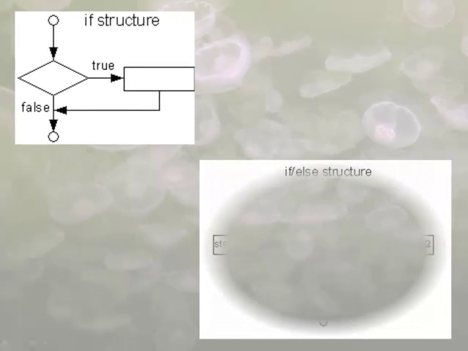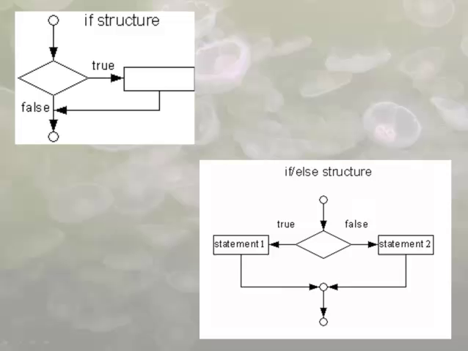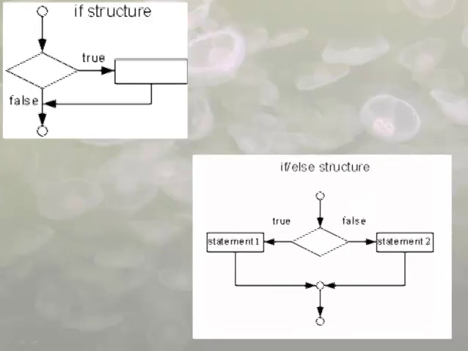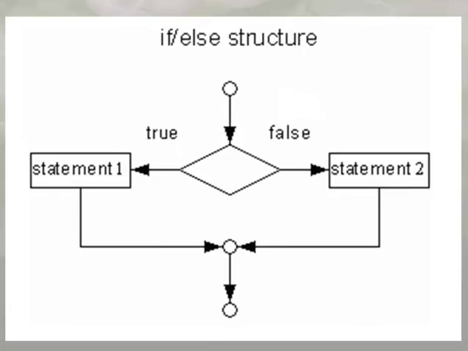There's another kind of structure. Maybe you want one thing to happen if it's true, a different thing to happen if it's false. So the if-else pairing works like this. Here's your Boolean question.